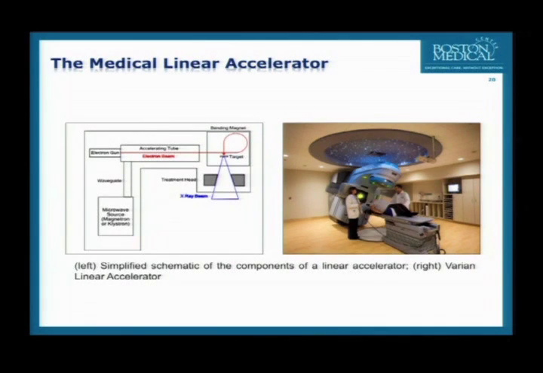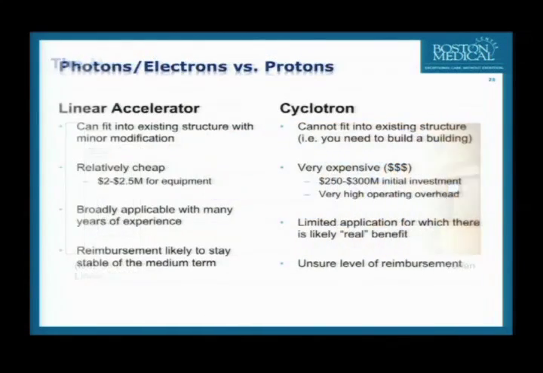And then we can put certain things in front of the beam here to make it different shapes. That's how we target something that's not always round or always square. If you want to create electrons, you just take this tungsten target out of the way, and you use electrons basically straight out of the accelerator. So a linear accelerator is actually relatively small and cheap, and you can use them for a lot of things. They can create photons and electrons. We can treat about 95% of the cancers that we treat with those two types of particles.